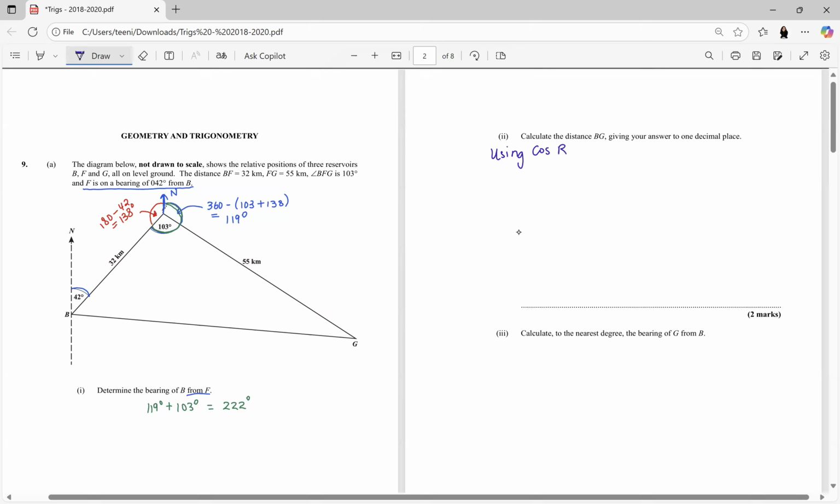Yeah, miss, I remember that. Good. So using the cosine rule, we'll say BG squared is equal to the sum of the squares of the other two sides. So 32 squared plus 55 squared minus 2 times the product of the two other sides, so 2 times 32 times 55, by cos of the included angle, 103 degrees. So let's work it out.